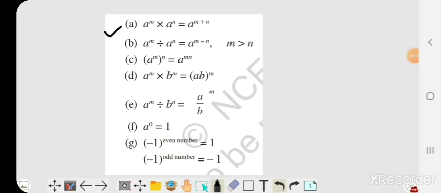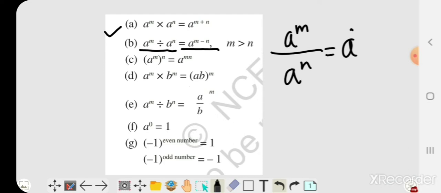The first law is a to the power m into a to the power n is equal to a to the power m plus n. Means if bases are the same but powers are different, in that case powers will be added if the operation is multiplication. Now in the second, a to the power m divided by a to the power n. Here bases are the same but powers are different and the operation is division. In this case powers will be subtracted. Means a to the power m minus n we can write. Or this can be written like a to the power m upon a to the power n is equal to a to the power m minus n.